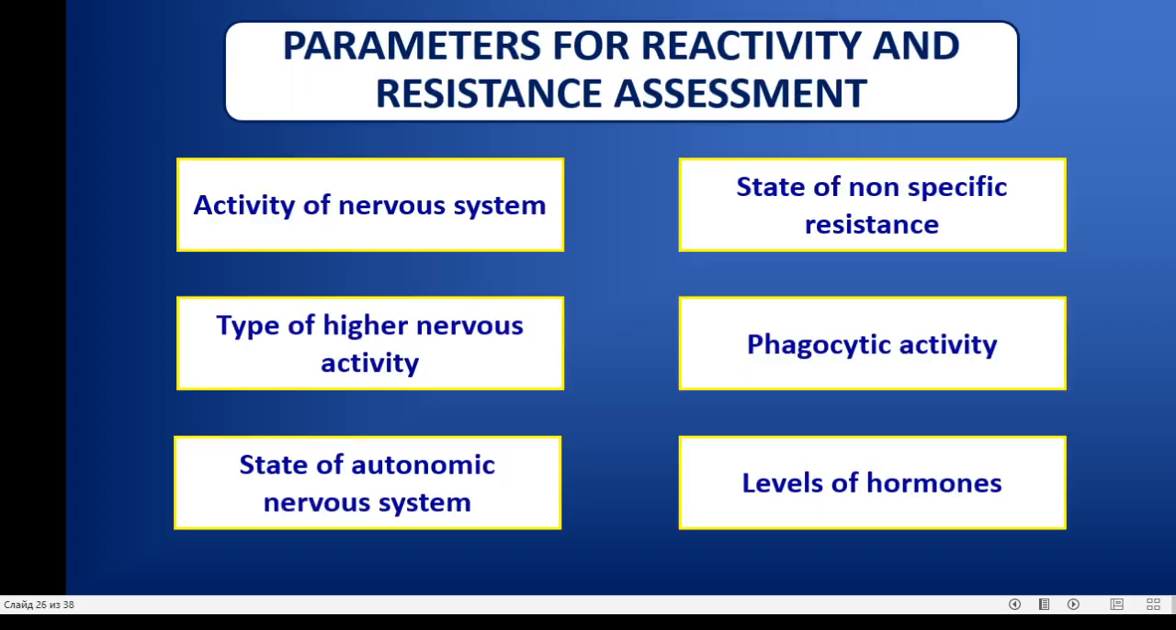Parameters for reactivity and resistance assessment. There are activity of the nervous system, state of non-specific resistance, type of higher nervous activity, phagocytic activity, state of the autonomic nervous system, and levels of hormones.